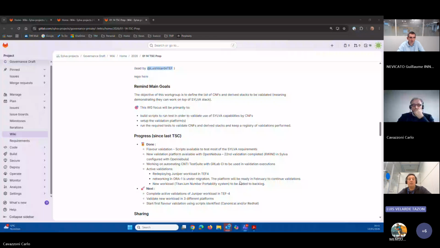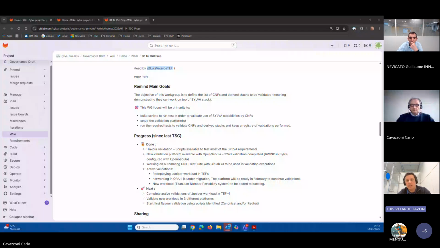And we have a new interest, a new workload that will be added. Well, we will have to pass the process, but it will be added to the validation, which is the Titanium number portability system. We already validated another Titanium workload, and we plan to validate this in different platforms, using the 2 new ones, the White Stack, the OpenNebula, and also one in Telefonica. So we plan to have 3 cycles in parallel for this workload to demonstrate actually what we want, that the workloads can work in different configurations. This is the main aim.